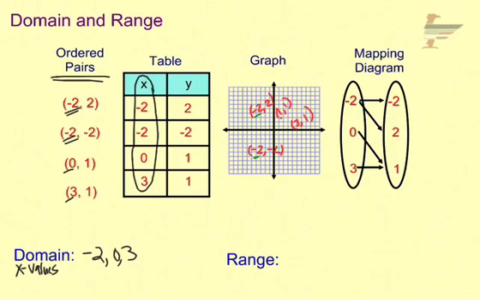When we see a mapping diagram, what we're looking for are, on the left side, these are the input values. So those are going to be your domain. So regardless of which representation we're given, that's how we go through and pick out the domain. The range values will be all of those y values.